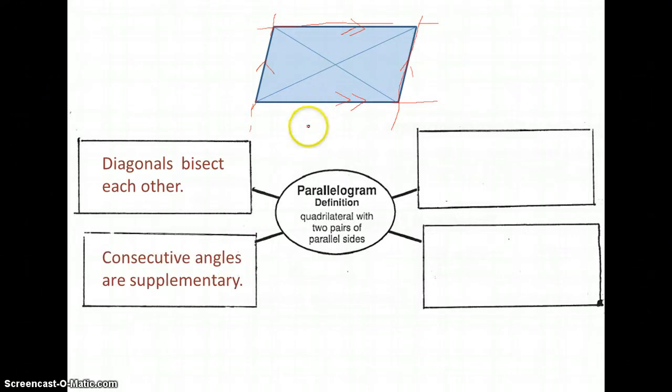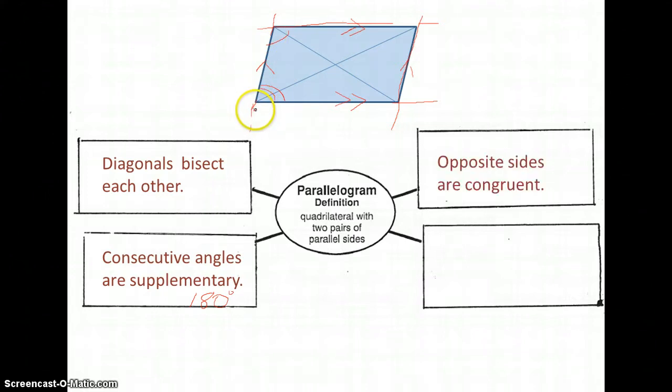I also know that consecutive angles are supplementary. Recall that supplementary means that those angles sum to 180 degrees. So if I think back with my parallel line and angle relationships, I'll notice that this angle and this angle here would make consecutive interior angles with these two parallel lines, or also they could be called same side interior. And consecutive interior angles are supplementary, and that same property holds true with our parallelograms.